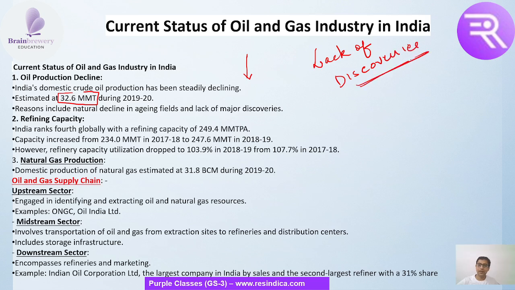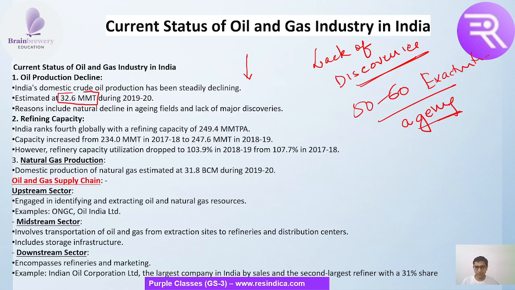At the same time, there was a decline in the field. You have been extracting oil from there for 50 to 60 years, so slowly the process of aging is also working over there. Because of that, oil production is declining, and discoveries are not happening the way they should. And India is known for its refining capacity, because of the Russia-Ukraine war, the maximum Russian oil is being routed to India, and from India it goes to the European Union. So most of it is being refined in India.